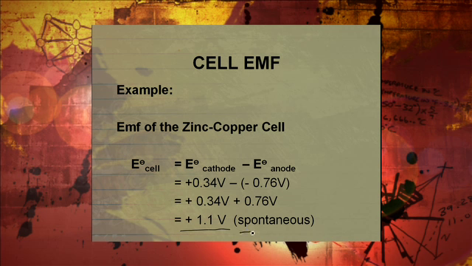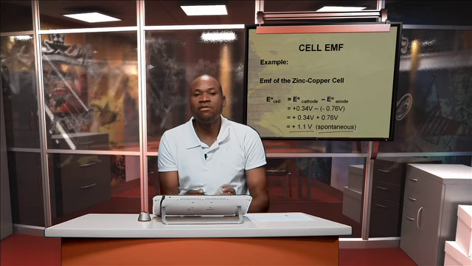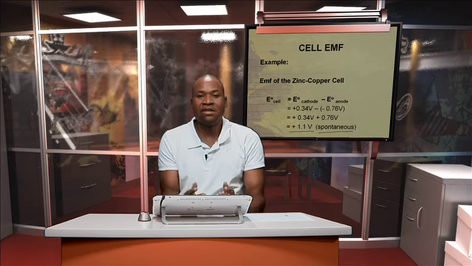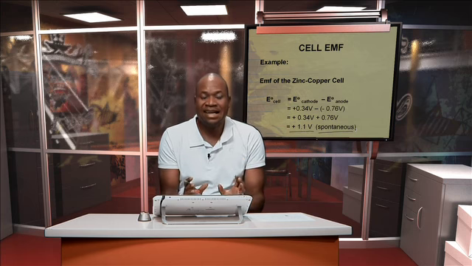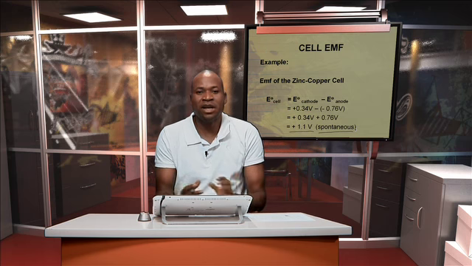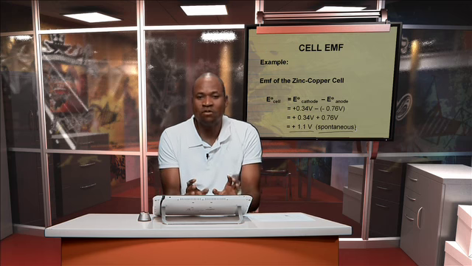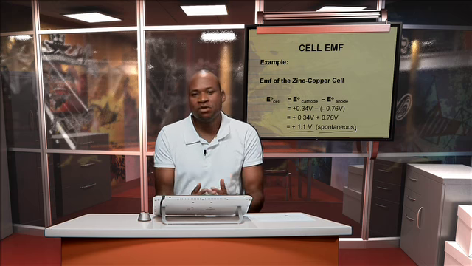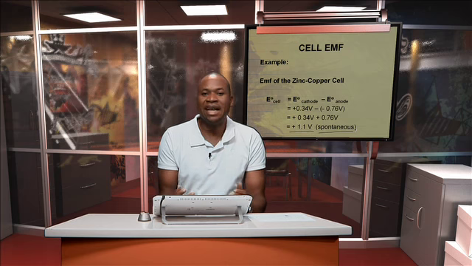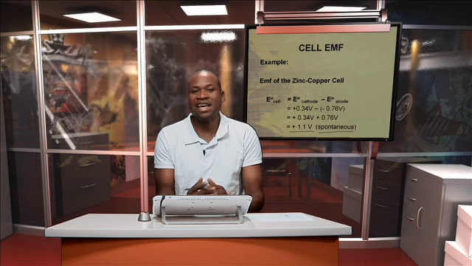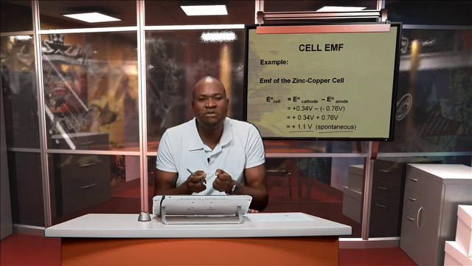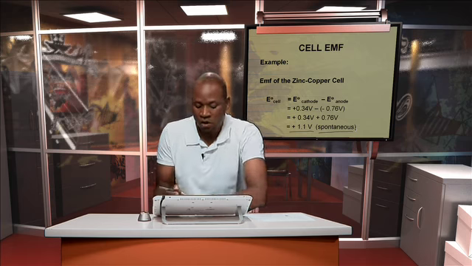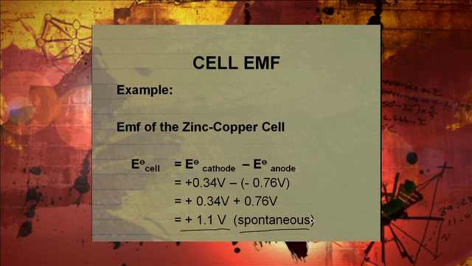And I have written here spontaneous. If you calculate the EMF of the galvanic cell and find it to be positive, it will mean that that cell is spontaneous. It happens naturally if you set it up in that way. But if you happen to calculate the EMF and find it to be negative, it tells you this one cannot happen spontaneously. You would need to force it to happen. Okay? So this one will be a spontaneous one because it is positive.